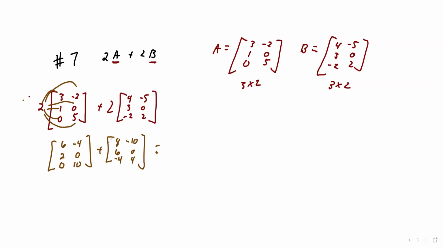Then you actually just now add their corresponding elements. So that means I'm going to take 6 plus 8, which is 14. I'll do 2 plus 6, which is 8. 0 plus negative 4, which is negative 4. Negative 4 plus negative 10, which is negative 14. 0 plus 0, which is 0. And then 10 plus 4, which is 14. And then there's your answer. All right. So not too complicated on the math.